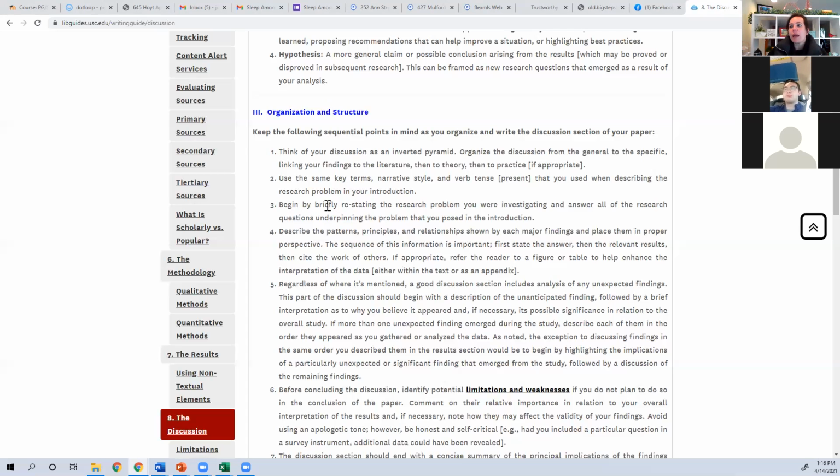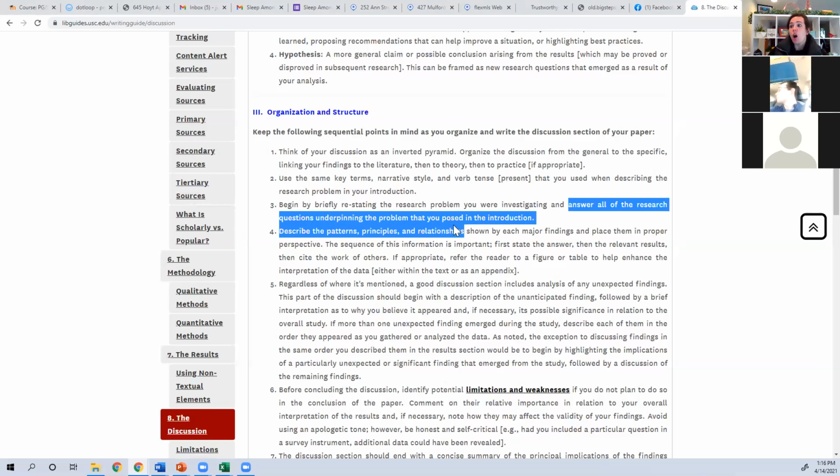You want to begin by briefly restating the research problem that you're investigating, okay? This is going to be key. And then you're going to want to answer all of the research questions underpinning the problem that you pose in the introduction. In other words, you want to say, here's the issue. This is why we're interested in it. And then here are our hypotheses.